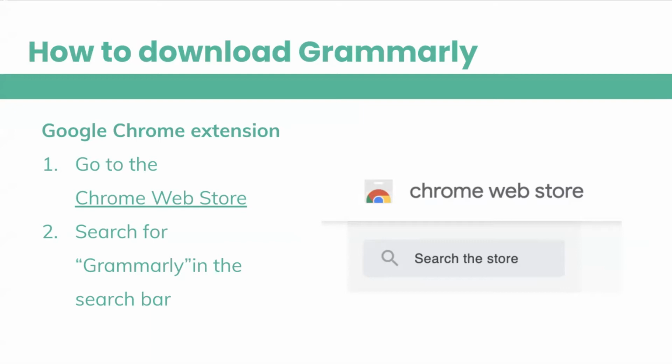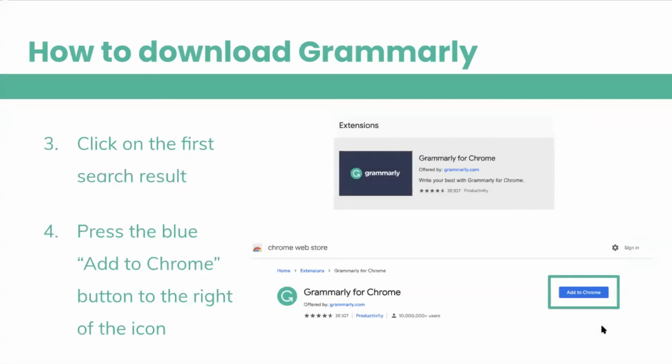If you aren't familiar with the web store, this is a site where you can access different extensions that have many different purposes and download them onto your computer or onto your Google Chrome. You would then search for Grammarly in the search bar that appears on the left-hand side, and that is how you will be able to access the Chrome extension. From there, you want to click on the first search result that pops up.